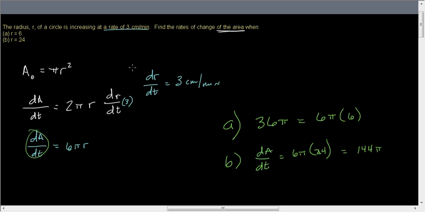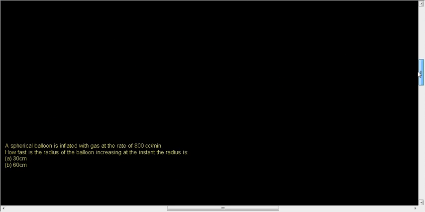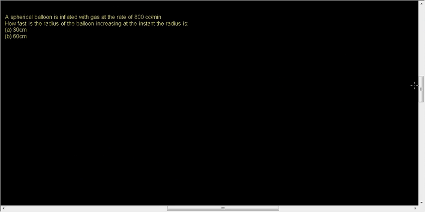Now, the idea here is the rate of change is the time derivative, which means that A is not necessarily a function just of r anymore. It's a function of t. So be very careful on those sorts of things. These are also called related rates problems. The rate that one thing is changing affects the rate of how another one changes.